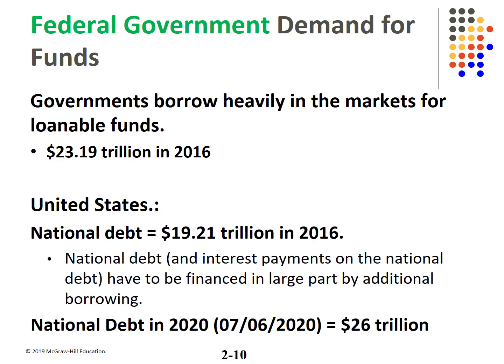You can see on the slide how the national debt has grown in the last 4 years, from $19.21 trillion to $26 trillion. This money is in addition to the revenue the government receives from various taxes.